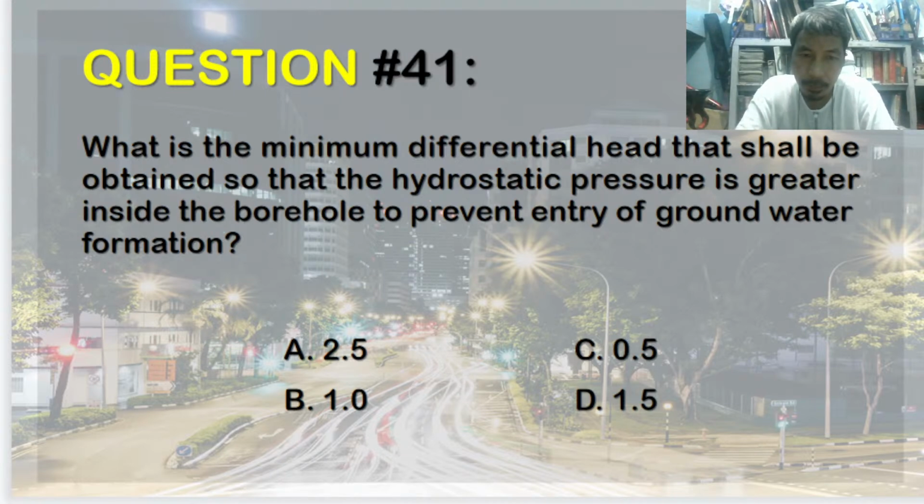So A, 2.5, B, 1, C, 0.5, D, 1.5. This is in terms of megapascal. The unit of pressure is megapascal in terms of SI unit. Department orders from DPWH use SI units.